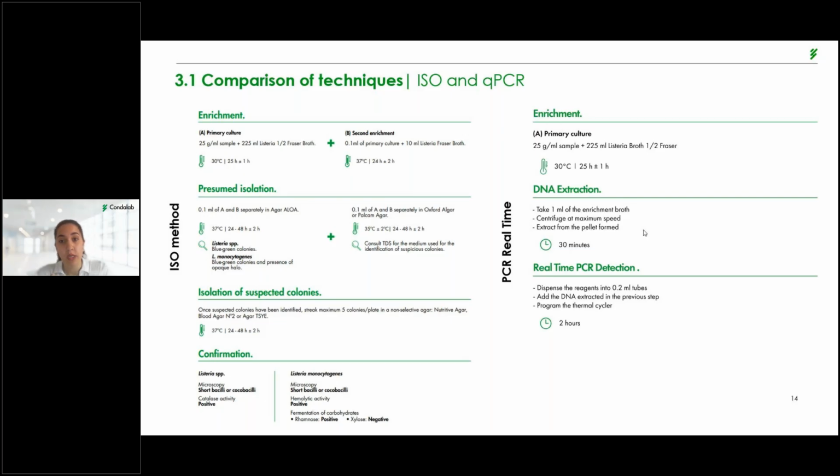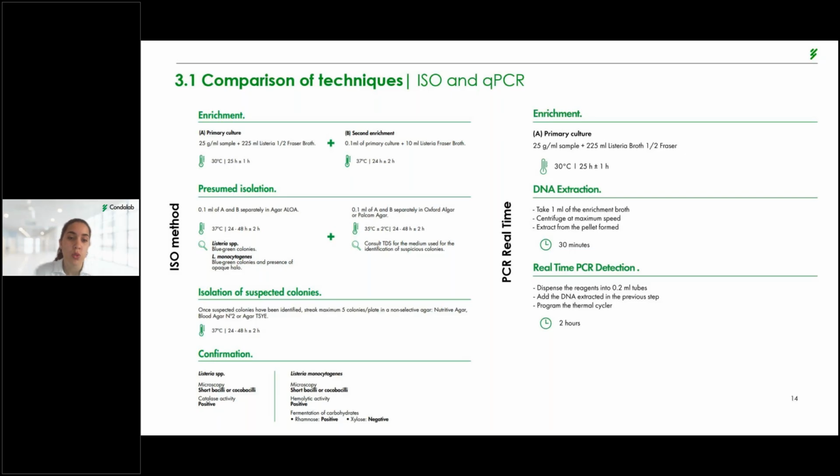And once we have the DNA extracted, we can move to the detection step. This is just to dispense the reagent that comes in the kit in the PCR tubes, add the DNA that we extracted in the previous step, and program the thermal cycler. And this whole step can take us 2 hours until we have the result in the thermal cyclers. As you can see, the PCR is faster, and the sensitivity of the technique is higher.